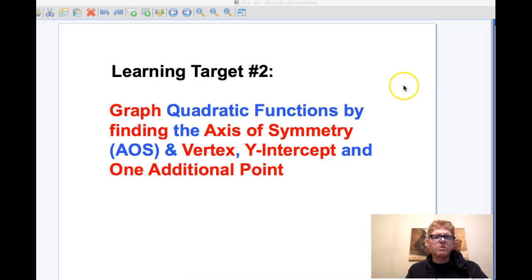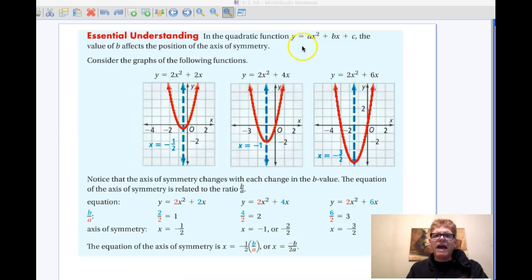All right, learning target number 2. We're going to learn to graph quadratic functions by finding the axis of symmetry, or the AOS, and the vertex, and the y-intercept, and one additional point. So let's start with the axis of symmetry.